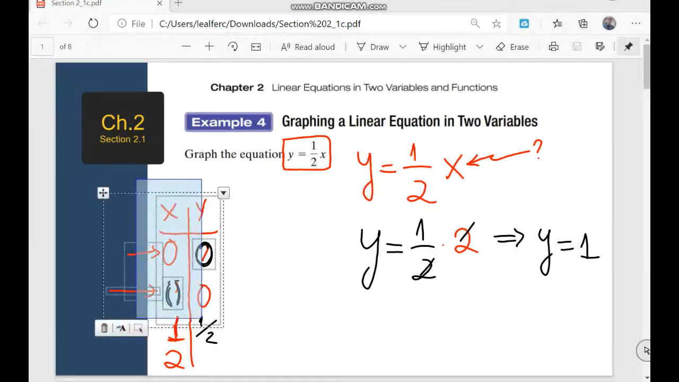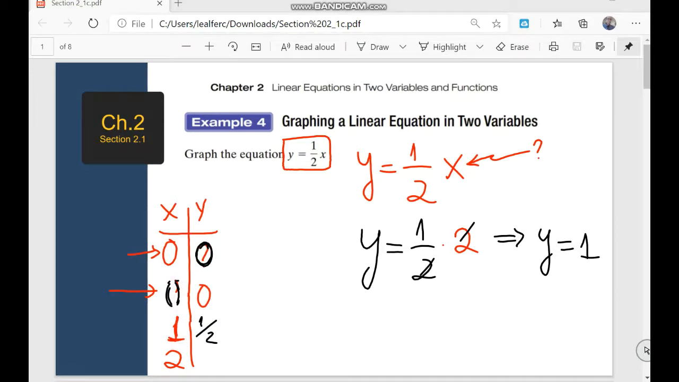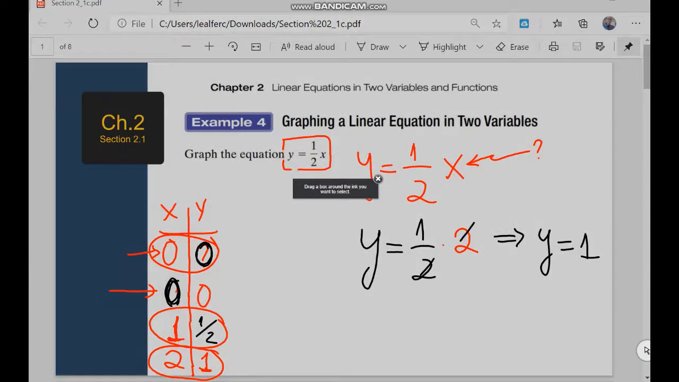I moved this up. All right, no problem. Great, now I have, at least I have 0 and 0, the point x equals 1 and y equals 1 over 2, and another point x equals 2 and y equals 1. Now I think I can have the graph. Now I can plot the graph. Let's try.